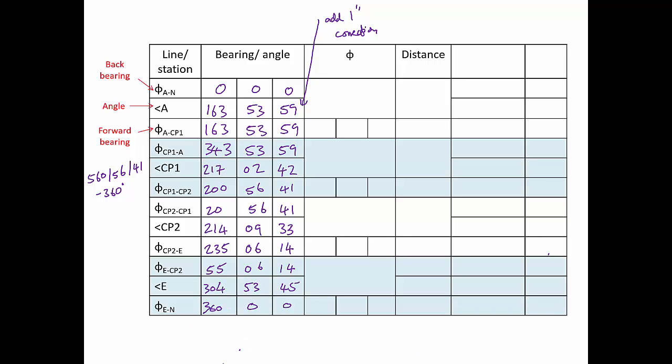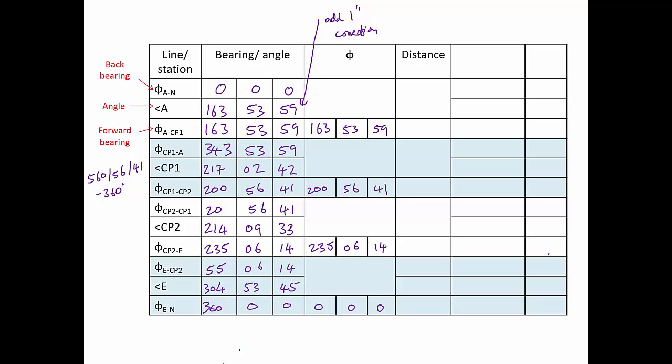Because we're interested in the bearings, I'm just going to write those final forward bearings in the bearing column. So 163°53'59", 200°56'41", 235°06'14", and let's write this as 0°00'00", just to bring it back.